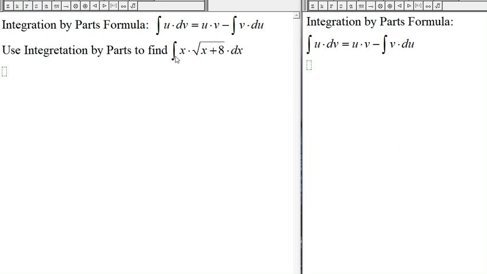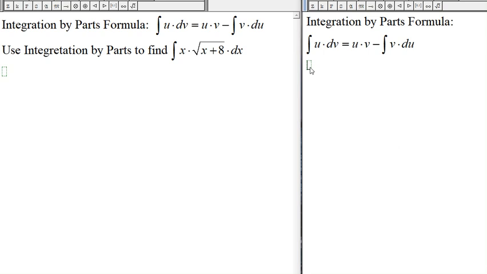We have the integral of x times the square root of x plus 8, and we'll want to use integration by parts to find the solution. To use integration by parts, we look at the integrand and pick something for u, and then the rest of it will be dv.